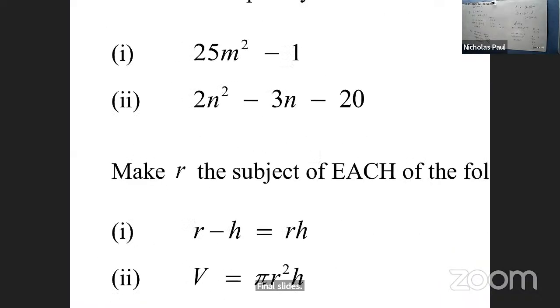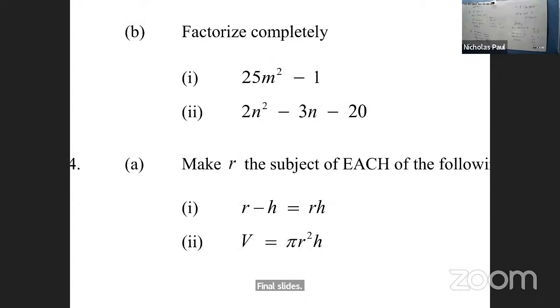This fellow looking tricky: 2n squared minus 3n minus 20. Right? Take your time with these multiples. Do part 2 only. The tricky thing here is those multiples. You've got to get minus 40 here. Part 2 only, right? Ignore part 1.